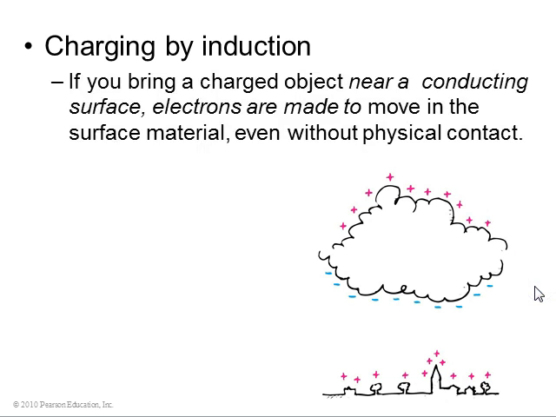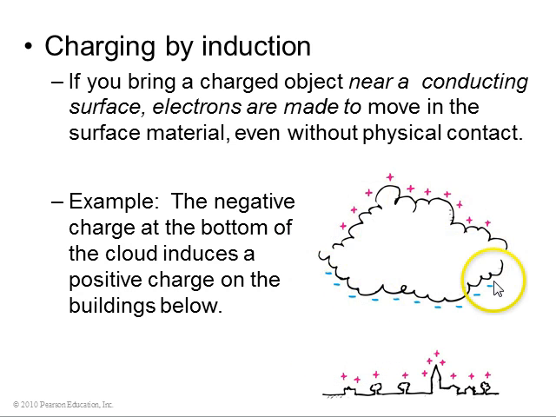Charging by induction. If you have a charged object and you bring it nearer to another object, you can electrify that other object without even touching it. For example, sometimes a thundercloud will shift charge around so the top surface is positive and the bottom surface is negative. What that can do is that these negative electrons in the thundercloud can push away electrons in the top surfaces of these houses and trees, basically pulling a positive charge to the top of these buildings.